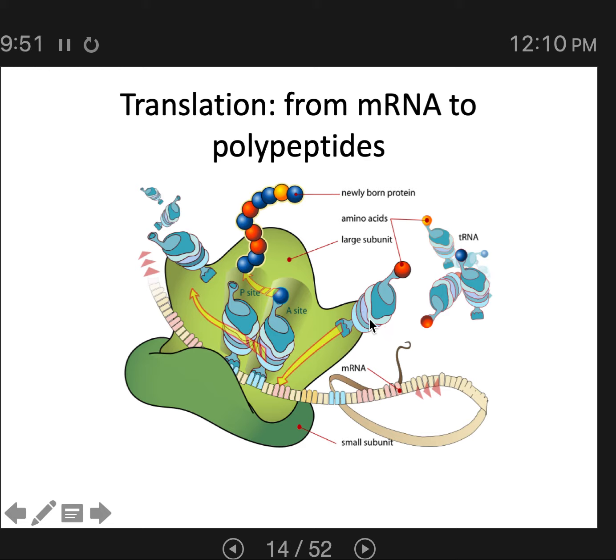So only the transfer RNA that has the correct amino acid is going to be allowed in to pass off its amino acid. It drops off its amino acid to the growing chain, and then it leaves, and the next one can come in. And that's how they start growing.